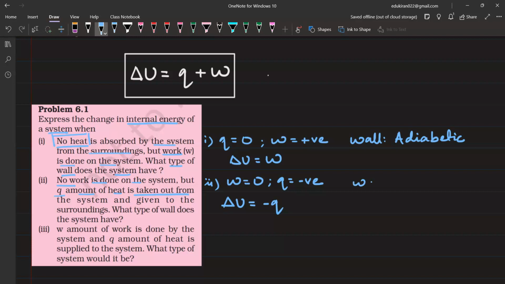If I talk about the wall, what type of wall is present? Since work is not done, here we can say diathermic wall, because heat exchange is happening. Here we have a diathermic wall.